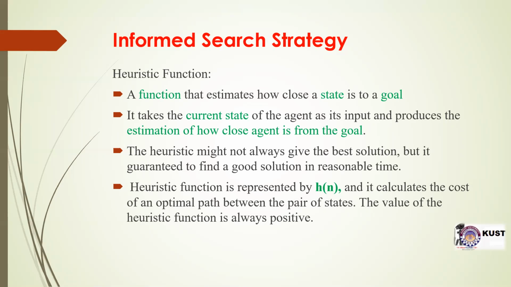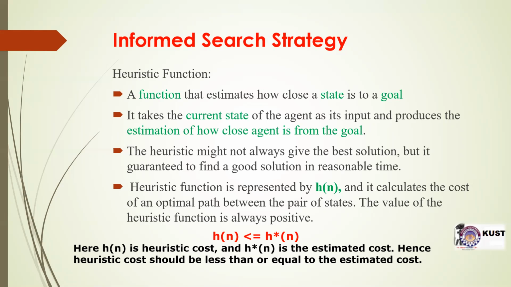In the previous slide, we defined h(n) as the estimated cost of the cheapest path from the node n to a goal node. So actually it calculates the cost of an optimal path between the states. If h(n) is a heuristic cost and h*(n) is the actual cost, then the heuristic cost should be less than or equal to the actual cost.